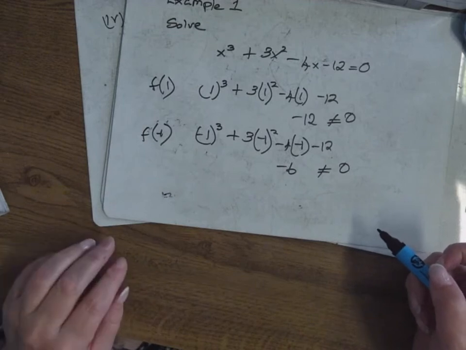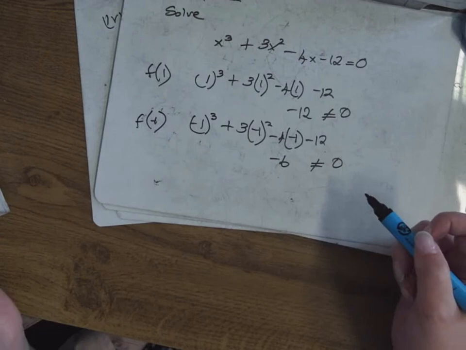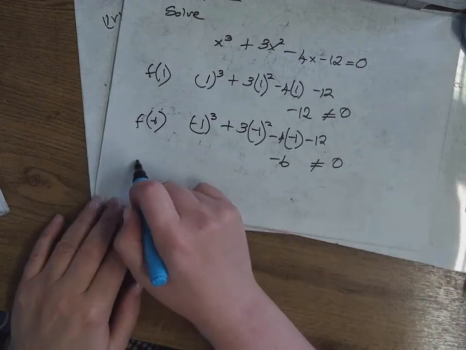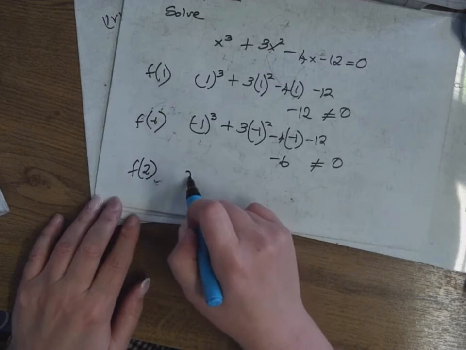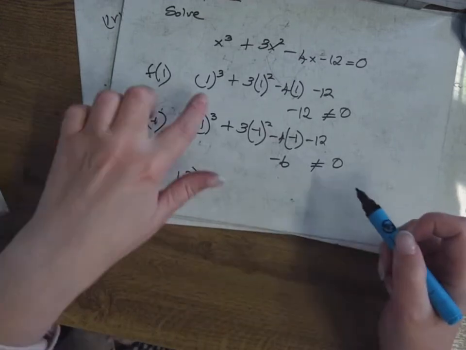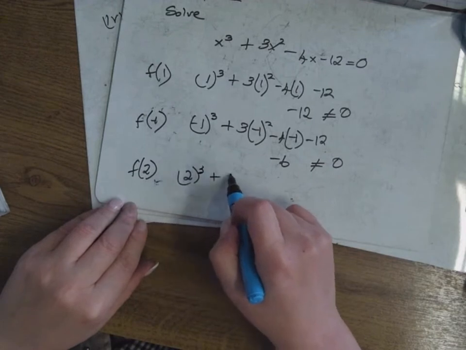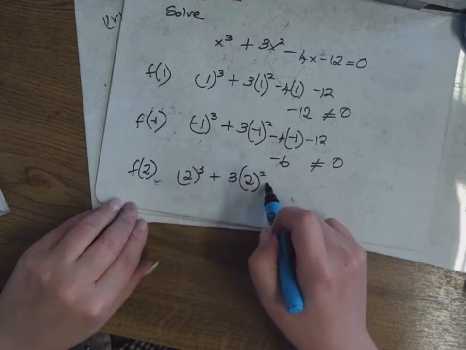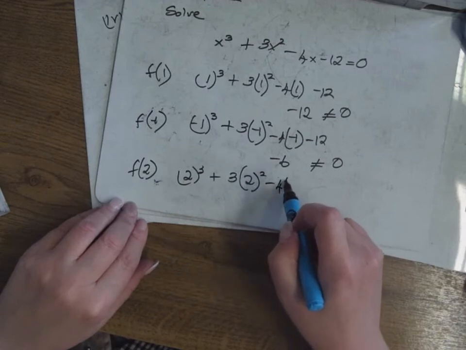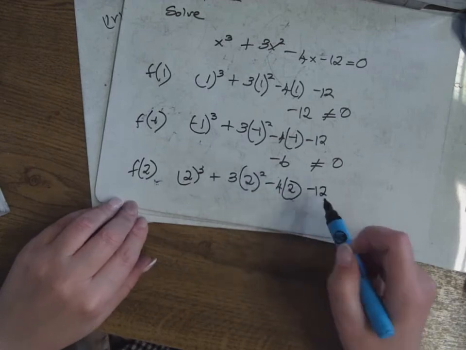What will I try next? I've tried 1, I've tried minus 1, so what will I do now? 2? So you try 2 now. Everywhere I see an x, put in a 2. So 2 cubed plus 3 times 2 squared minus 4 times 2 minus 12 into the calculator.